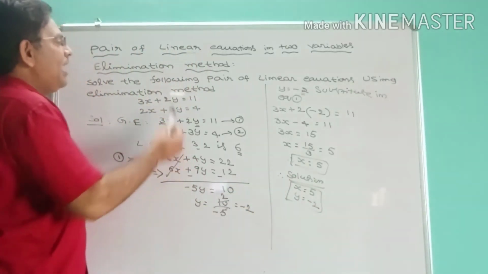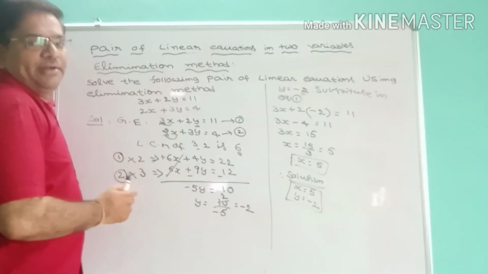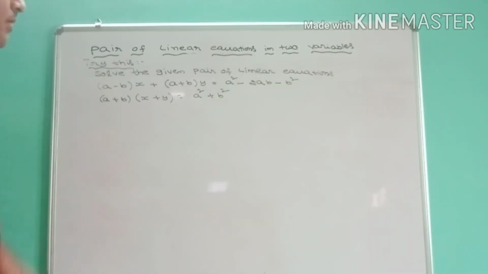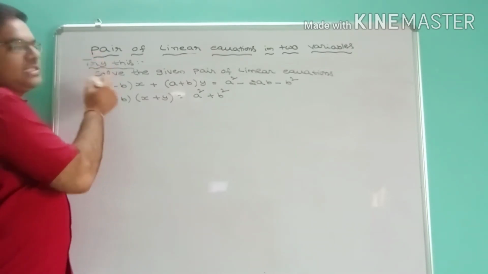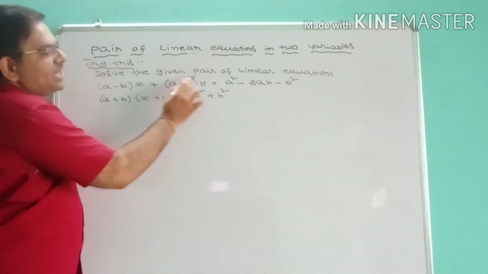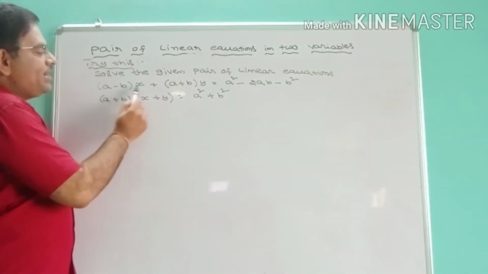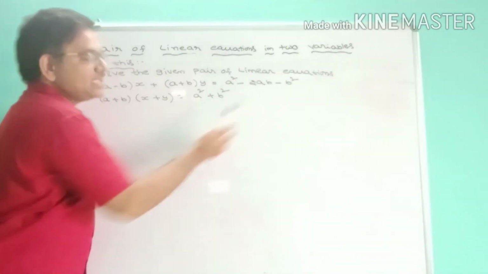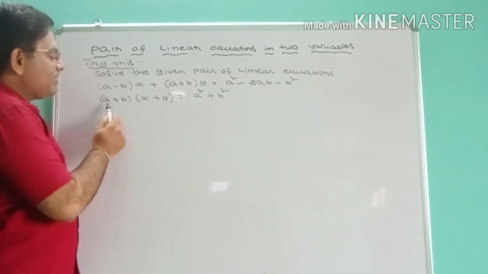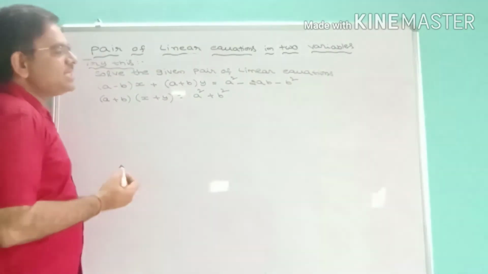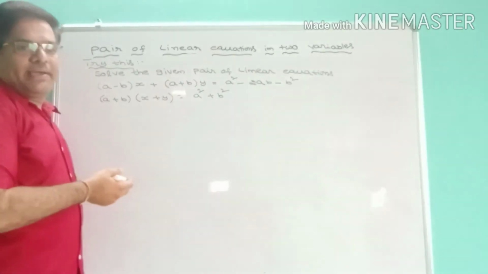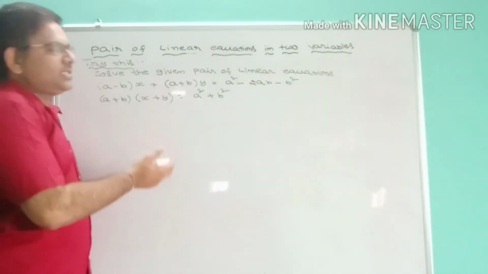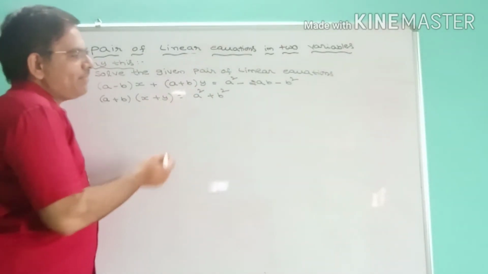This is the elimination method. Now try this, one more model question. Solve the given pair of linear equations: (a minus b) into x plus (a plus b) into y equal to a square minus 2ab minus b square, and (a plus b) into x plus y equal to a square plus b square. No method is mentioned, either graphical, substitution or elimination, so you can choose any method. Now I am taking the elimination method.